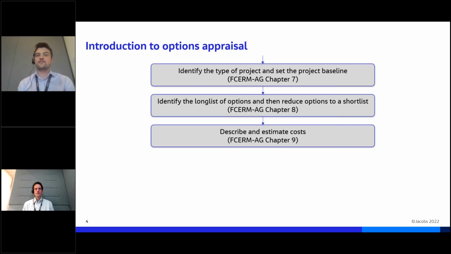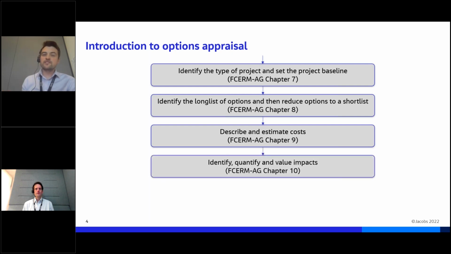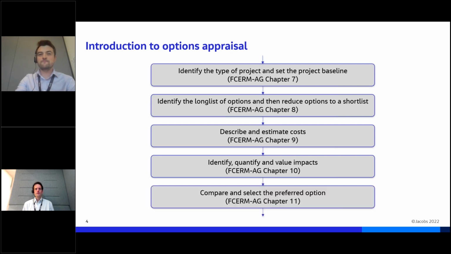Once we have that short list of options, we then need to quantify those in terms of how much they're going to cost to deliver. So that's one half of the benefit cost equation. And then we also need to test those options to identify, quantify, and value the impacts or benefits of those options, the other half of the benefit cost equation. And once we've done that, we can then bring all that information together and compare and select our preferred option, our preferred way forward, that we will select based on its ability to deliver our strategic objectives, but also does it deliver value for money? Does it deliver value for society, for the environment? Can we afford to deliver it? So all these things we have to consider in making our decision on a preferred option.